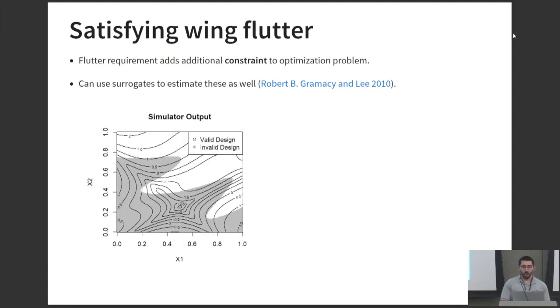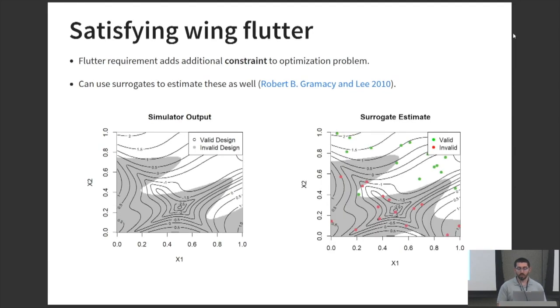So just an example, I made this gray region also simulated to show the difference between valid and invalid designs. And what you can do is fit a surrogate using the same data that you're collecting to model the objective. You can train a model to estimate what the gray region looks like. And so this gray region is estimating whether the probability of satisfying the constraint is greater or less than 0.5, basically, as a decision rule.